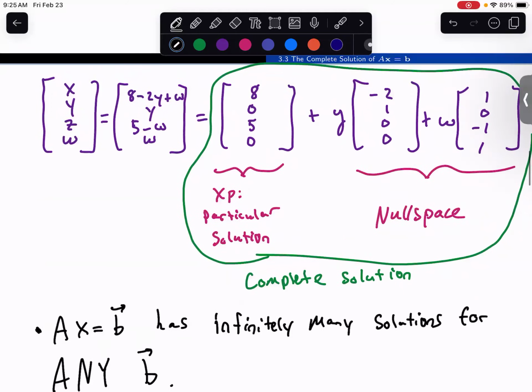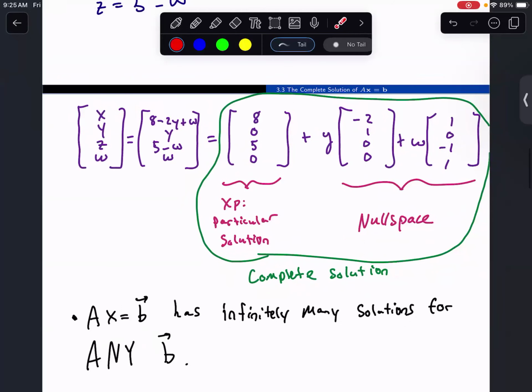So even if we chose any other vector b, no matter what that vector b is, we're always going to have infinitely many solutions. So we're never going to have no solutions and we're never going to have a unique solution. Sorry, and that's because there's free variables?